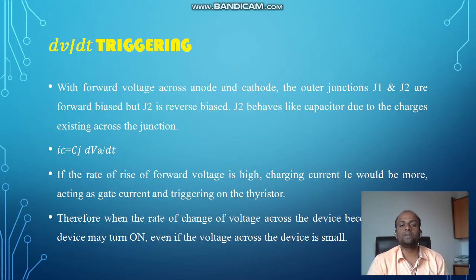So if we increase the voltage at some higher rate, then your device will get turned on fast. Therefore when the rate of change of voltage across the device becomes large, the device may turn on. This is dv by dt triggering.